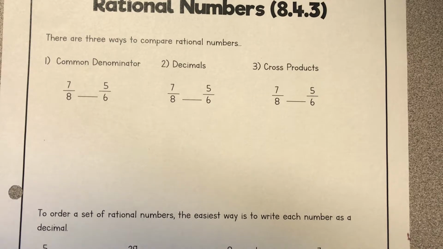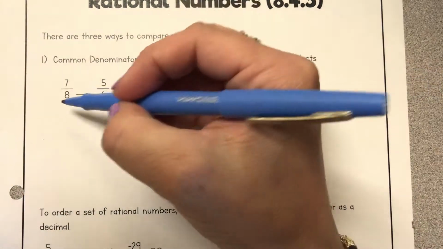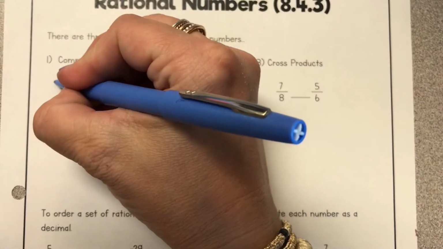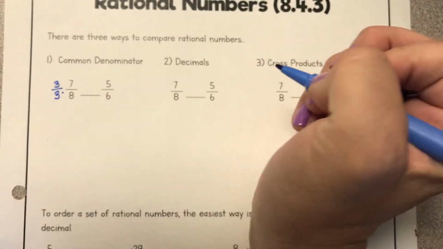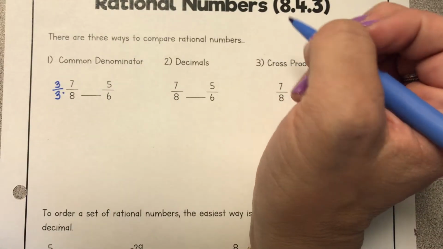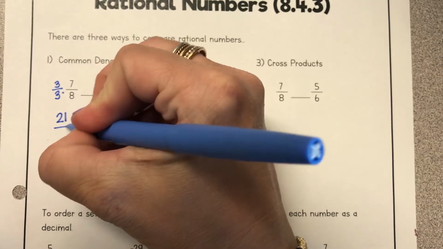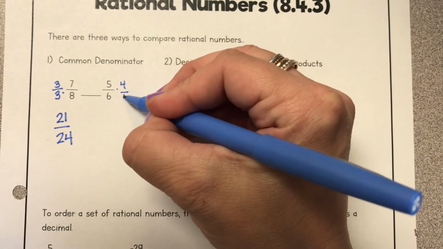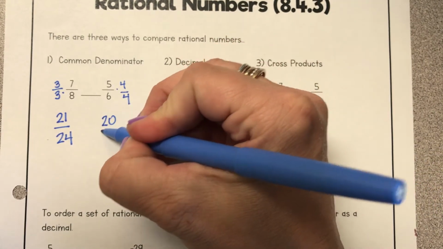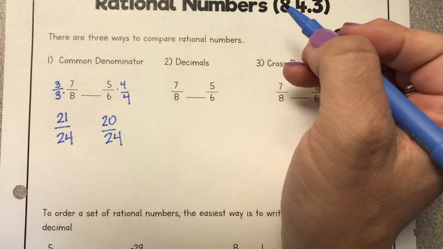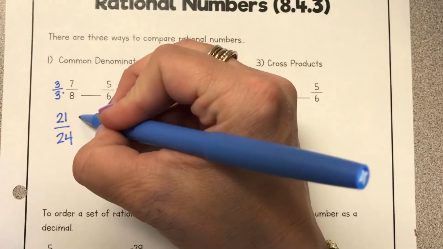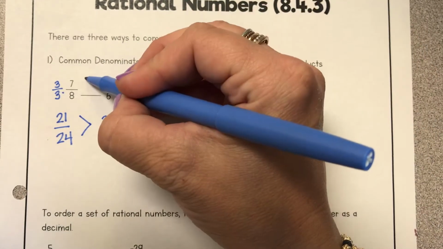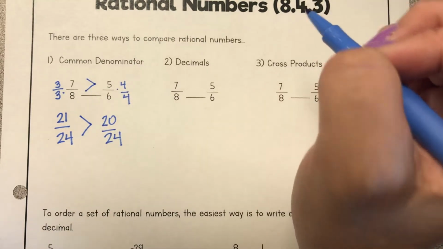Okay, the first way is using a common denominator. So a common multiple of 8 and 6 would be 24. So to make this fraction have a denominator of 24, I'm going to multiply the numerator and the denominator by 3. So that gives me 21 over 24. Over here, I'm going to multiply this one by 4, and that gives me 20 over 24. So now that they have a common denominator, it's really easy to see that 21 over 24 is greater than 20 over 24. So 7/8 is bigger than 5/6.